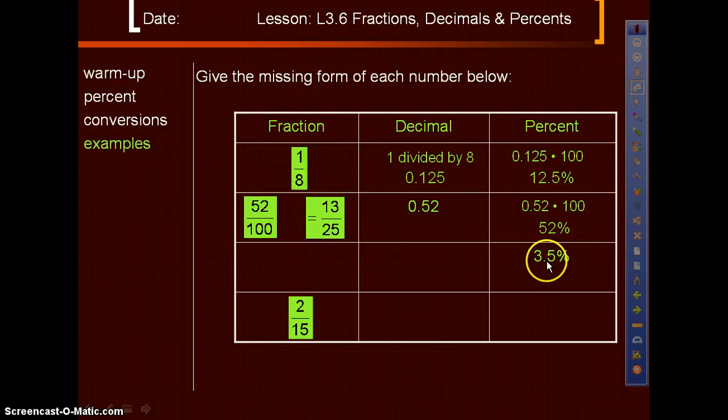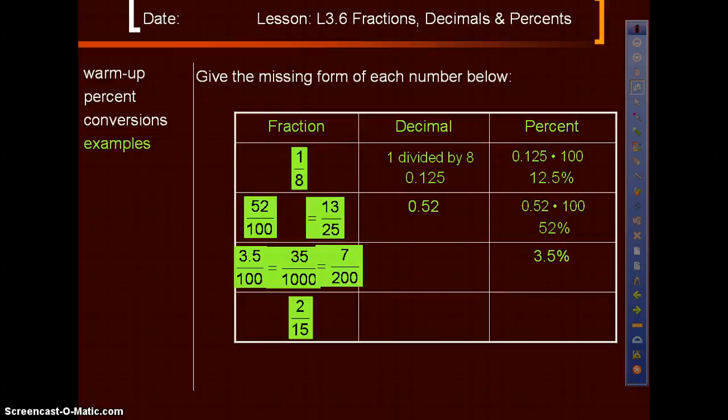Over here we've got 3.5%. We want to convert this to a fraction and a decimal. We'll begin with our fraction conversion. 3.5% means 3.5 per 100. Generally, we would not have a decimal in a fraction, so our first step in this case would be to multiply both numerator and denominator by 10. That way, we could eliminate the tenths place from the 3.5. We would have 35 over 1,000. We can simplify out a factor of 5 from each of these, coming up with 7 over 200.